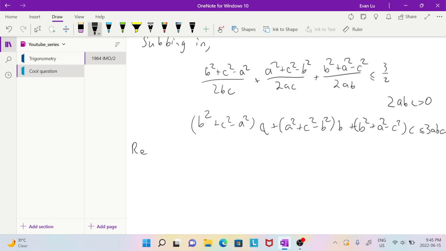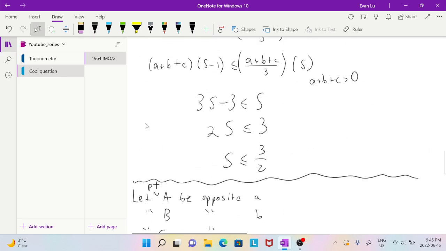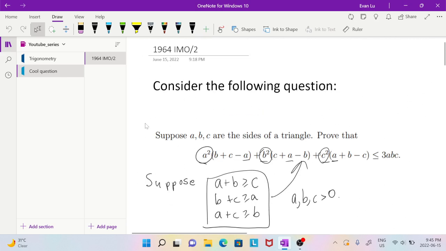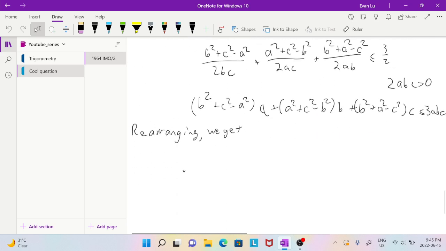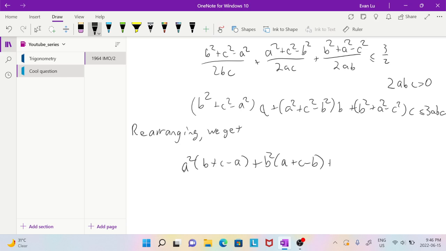And then we can just write, rearranging, we get, and then we can just write down the problem statement. So it looks like that. So let's just copy it down. a squared times b plus c minus a, oops, plus b squared times a plus c minus b, plus c squared times a plus b minus c, less than or equal to 3abc. And that would conclude the proof.